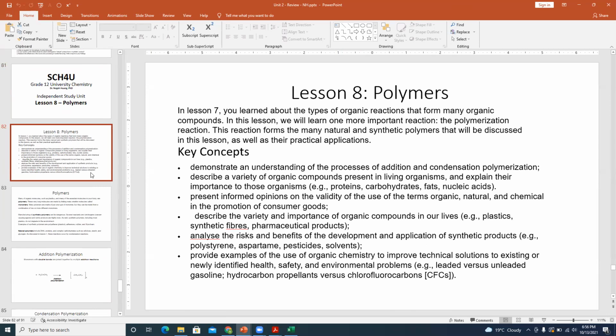So in our previous lesson, lesson number 7, we learned about the different types of organic reactions that form many of the organic compounds. And here we can talk about another type of important reaction, polymerization reactions. And polymerization makes many both natural and synthetic polymers that we will discuss here, and some of their practical applications.